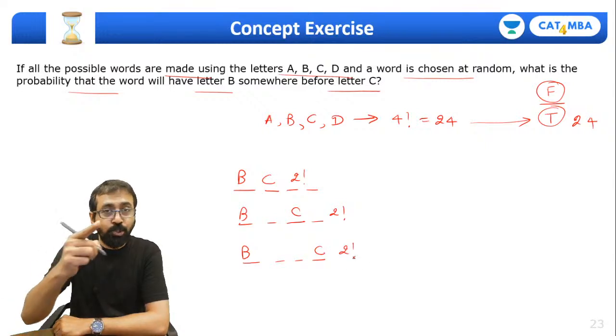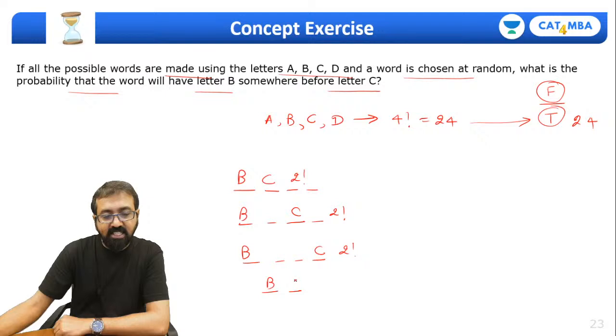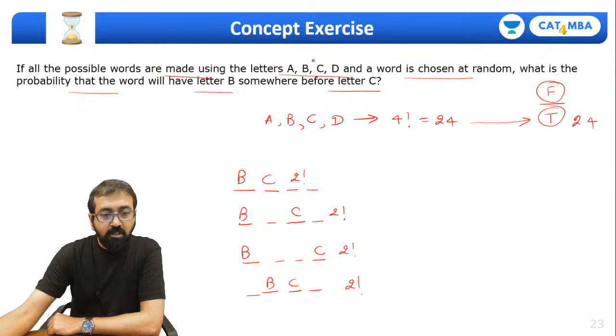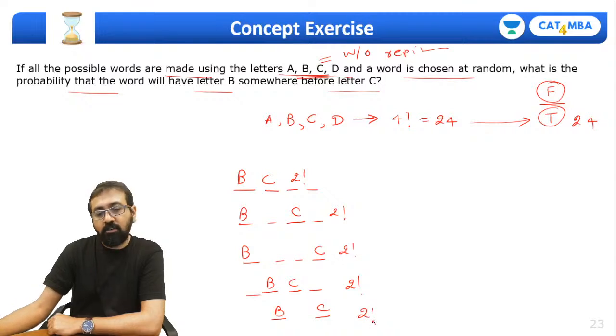Of course I'll show you a shortcut for this, but for the time being let's understand it step by step. So this is again 2 factorial ways, right? Then B can be at second position and C in third position, so the remaining letters again in 2 factorial ways. Of course repetition is not allowed, guys, using only these 4 letters without repetition. Then B over here and C on the last position, so 2 factorial ways. See how many ways are coming.